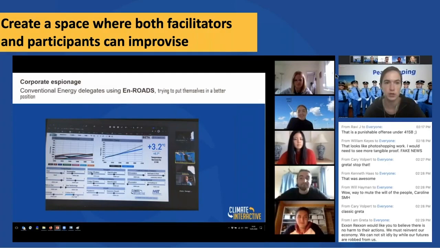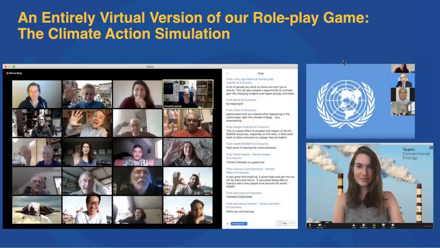Yeah, and I realize the text on the slide is kind of small, but down there in the far right corner, from the person who renamed themselves I am Greta, they're writing, Exxon Rexon would like you to believe there is no harm to their action. We must reinvent the economy. We cannot sit idly by while our futures are robbed from us. So that's just a small snapshot of how one climate action simulation unfolded, and obviously created a pretty memorable experience for all the participants involved. And that's been really fun to see. Here's another picture of some of the snapshots we've gotten from climate action simulations.